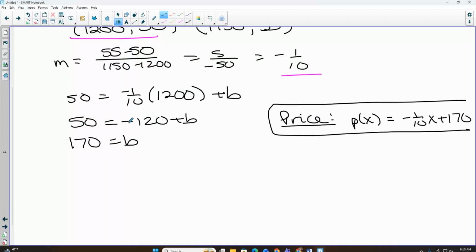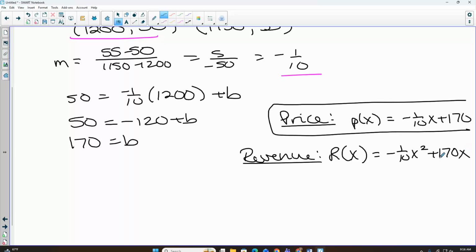Then we can get revenue. We said revenue was x times p of x, the number you sell times the price. So if I multiply this by x, I get negative 1/10 x squared plus 170x. So now I have a function for revenue. All right, so then we want to do what with our revenue? Maximize means you do your derivative and set it equal to 0.